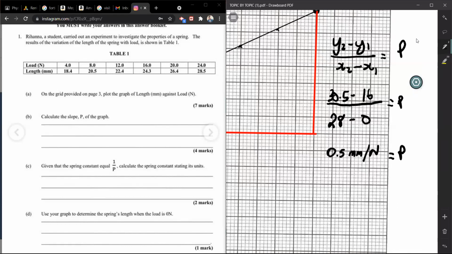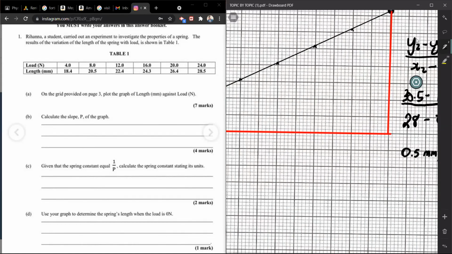We're doing part C now. All right, so part C. Given that the spring constant, so K is equal to 1 upon P. K is equal to 1 upon 0.5 millimeter per Newton. Therefore, K is equal to 2.0 Newton per millimeter.